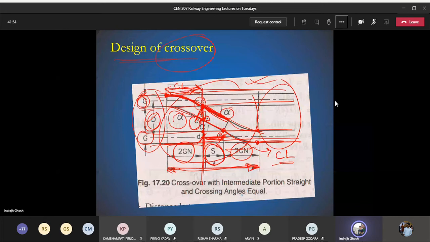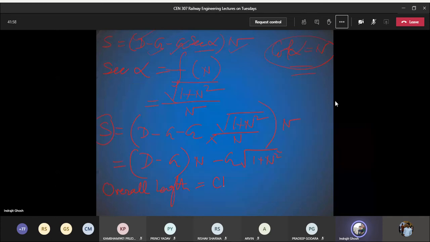So if I tell you what is the overall length, so CL plus S plus CL. So 2gn plus S, you know, d minus gn minus g square root n plus n square, again 2gn. So 4gn plus S is the overall length of the crossover.